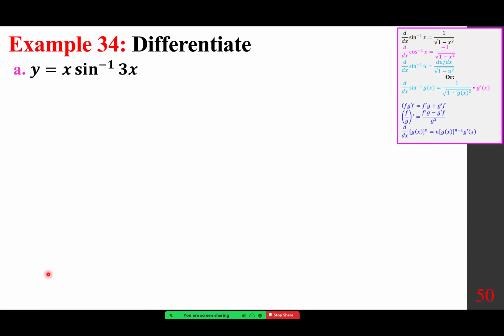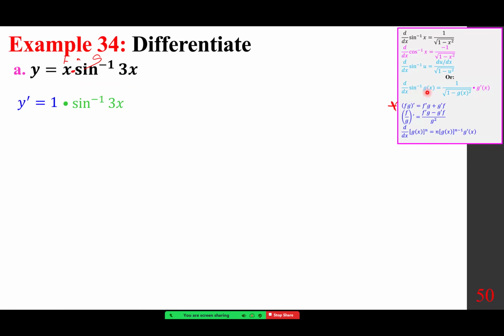y equals x times sine inverse of 3x, and I'm going to put a raised dot in between, and we are dealing with f times g, and therefore we are using the product rule, everybody. So we need f prime, which is 1, times g, which is sine inverse of 3x. Then we need to differentiate this.